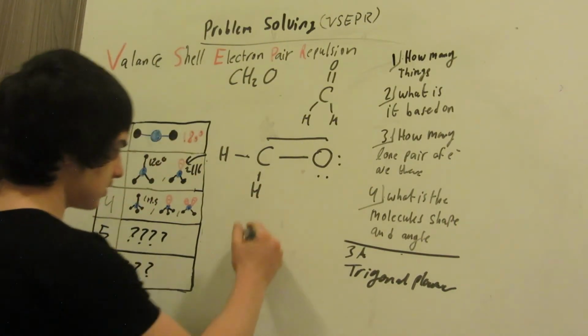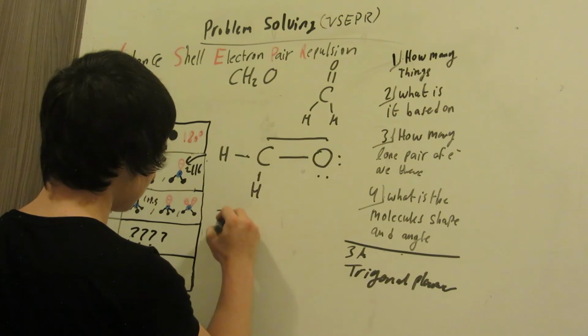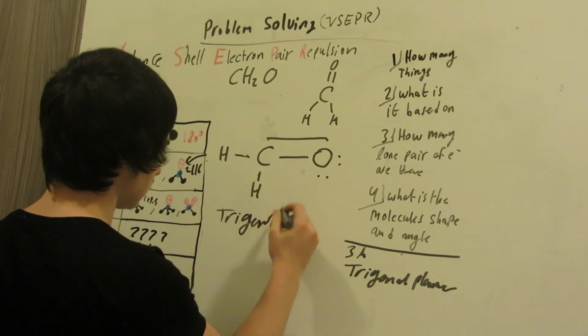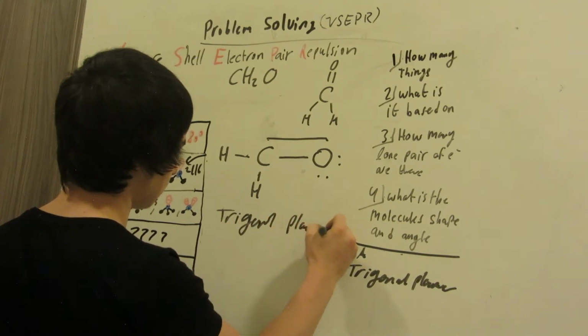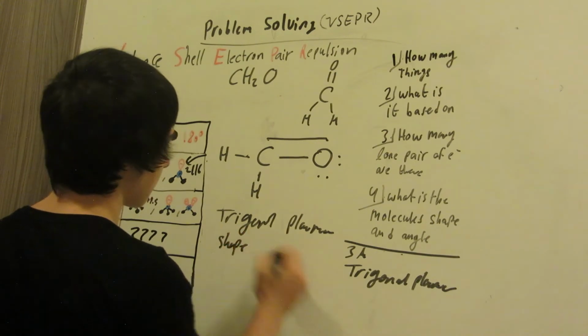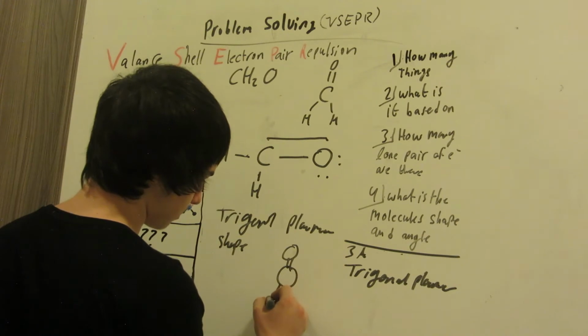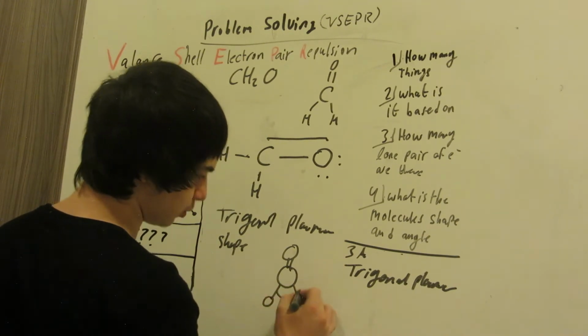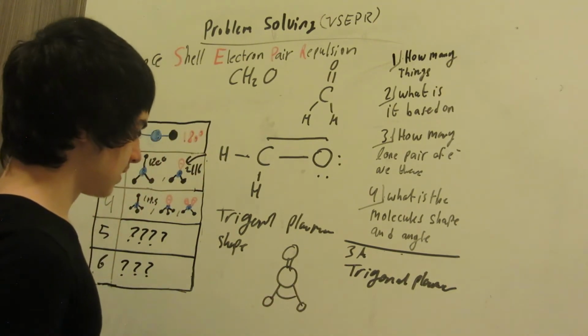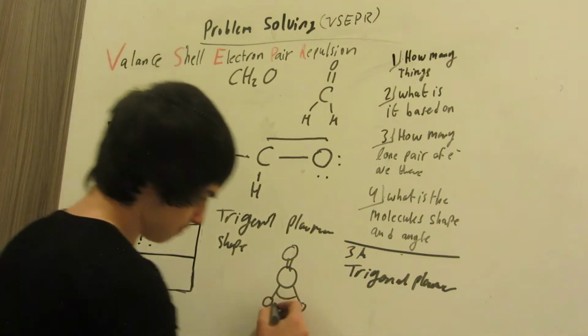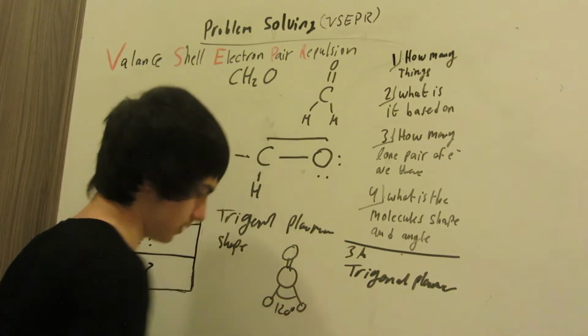So it's going to have a trigonal planar shape. So it's going to be here. Hydrogen, hydrogen. What is the bond angle? Bond angle, now we need to memorize it. It's simple. It's going to be 120 degrees.